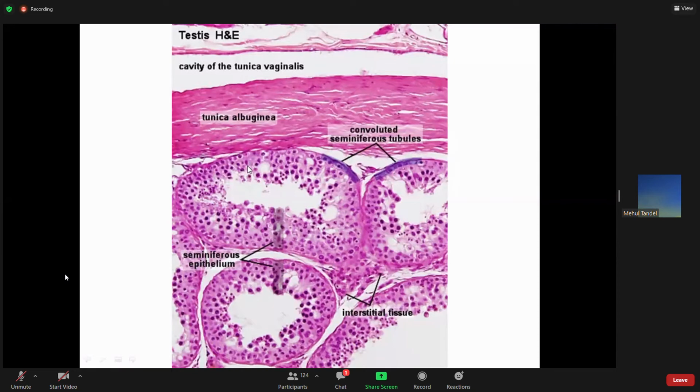Here it is visible. See the cursor. This is a nucleus of a Sertoli cell. All the rest are round nuclei. Round nuclei are spermatogenic cells. So how does it appear under the microscope?